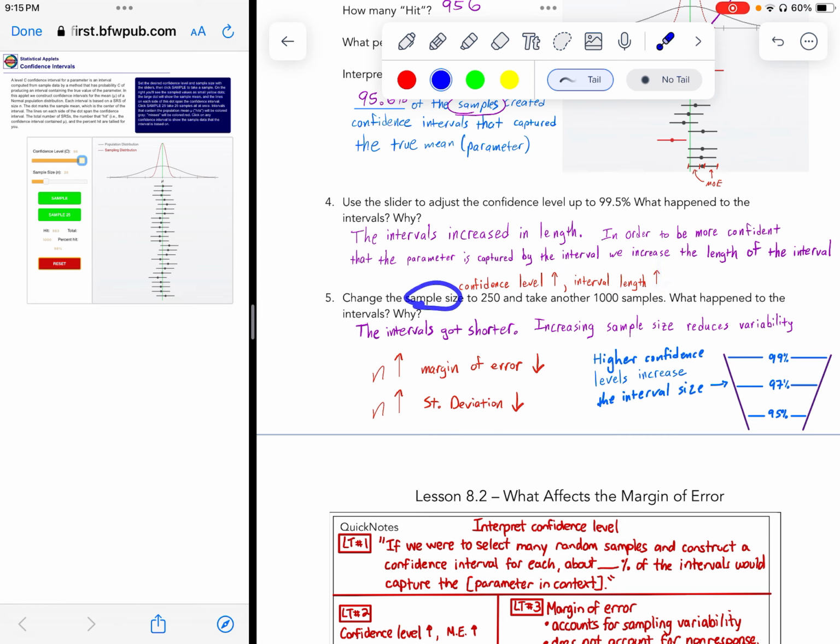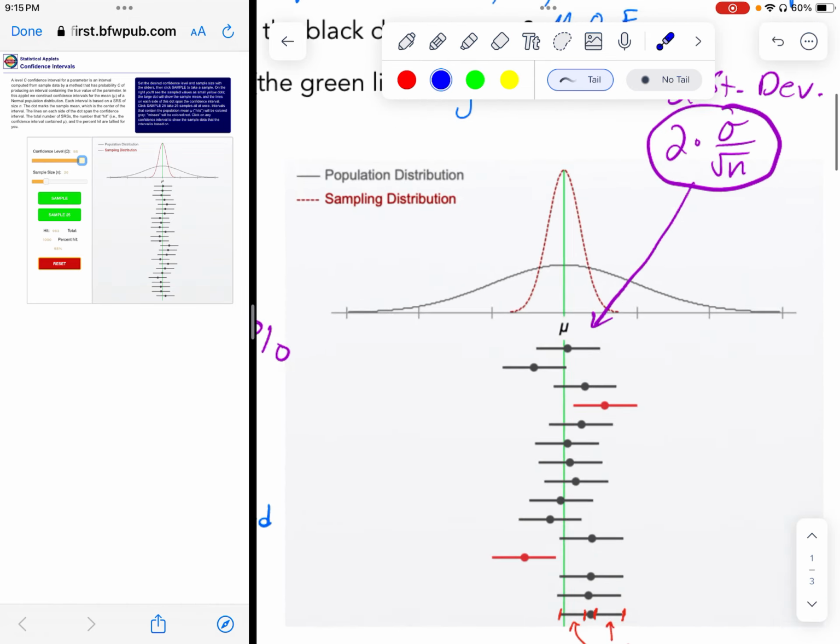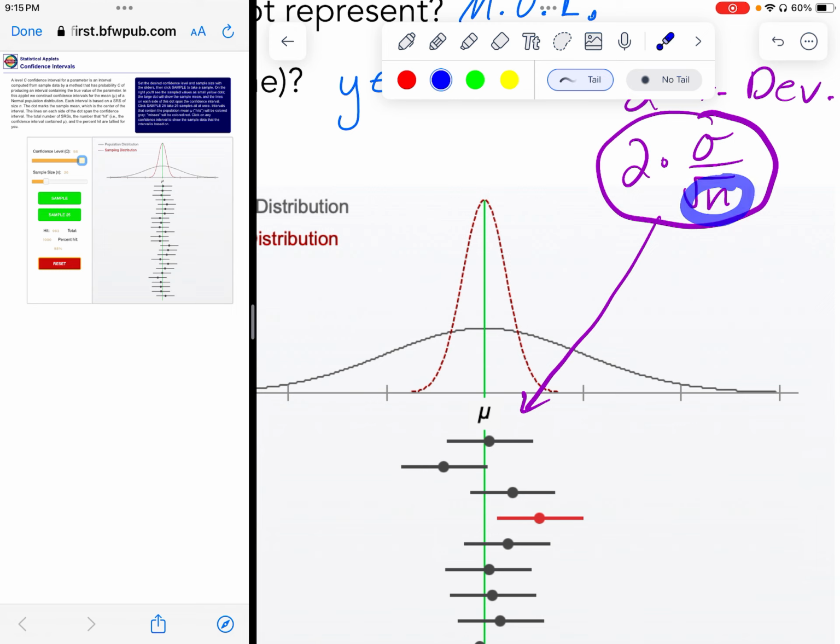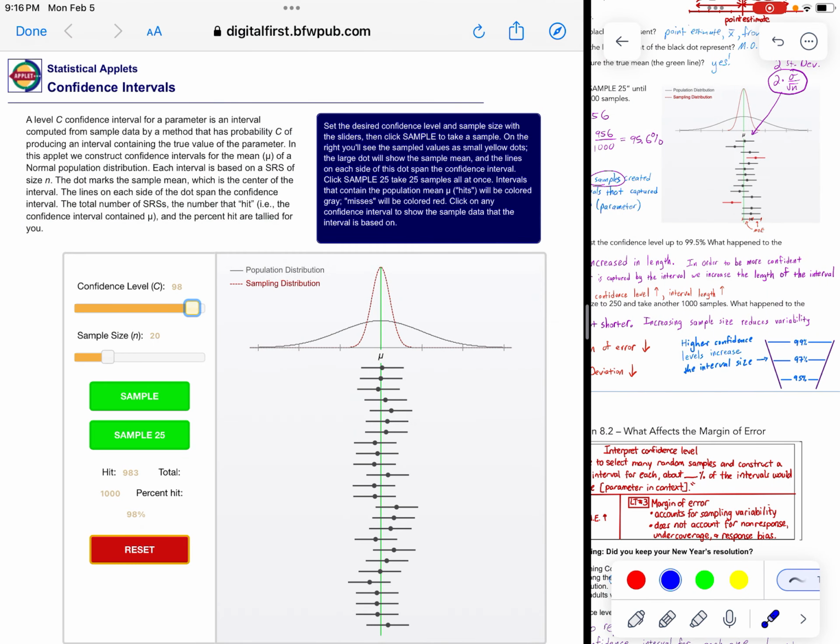What about sample size? If I change sample size to more, what happens? What's going to happen to the interval? Well, you can think about this, right? What's going to happen if n gets bigger? If n gets bigger, this standard deviation gets smaller. So I'm predicting that the margin of error on either side will get smaller, which will shrink my intervals. So let's see what the applet says.